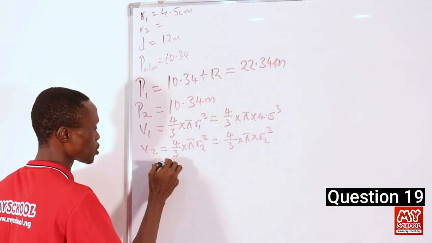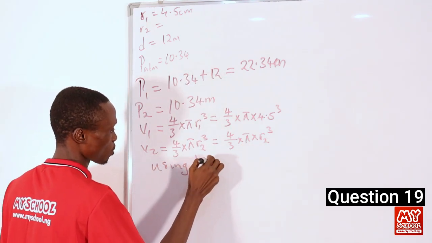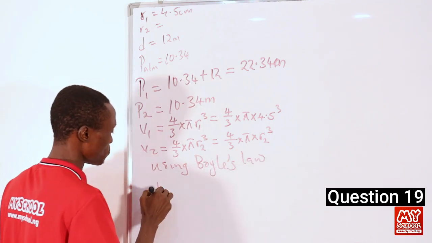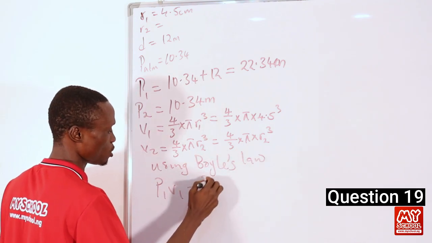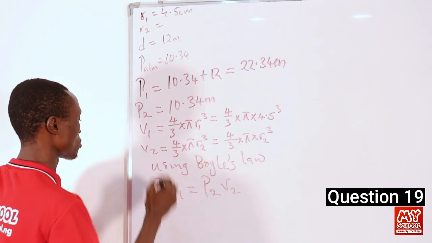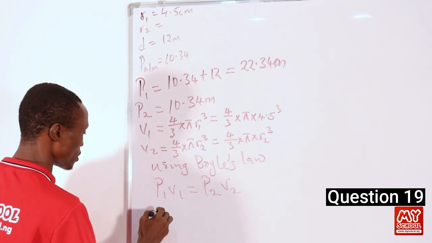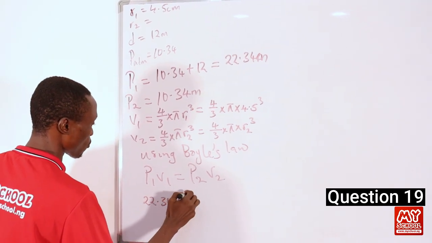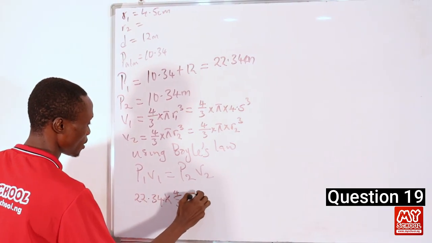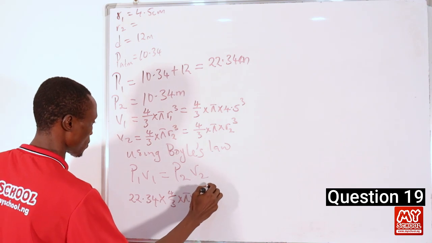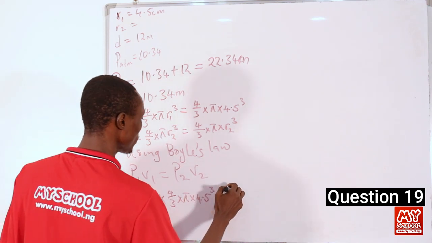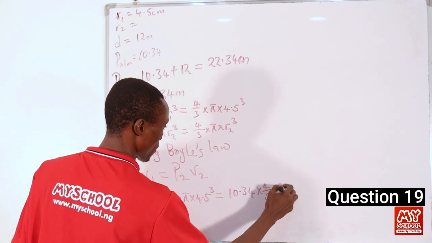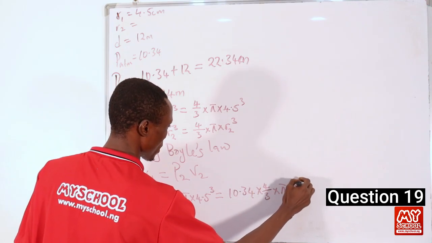Okay, so using Boyle's law, we'll have P1 V1 is equal to P2 V2. So we substitute the given values. So our P1 is 22.34, times the volume 4/3 times pi times 4.5 raised to power 3, is equal to 10.34 times 4/3 times pi times r2 raised to power 3.